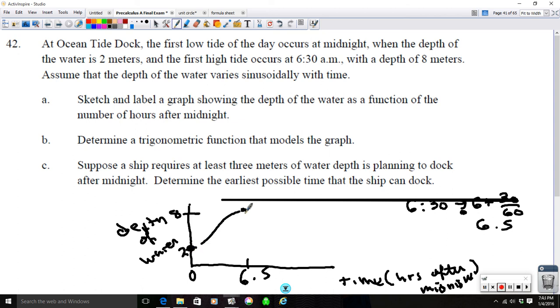And again, we need the other half of the period, so we have to double that. So that's going to get you to 13. And 13 is really 1 o'clock because it's clock time, like military time, like 1300 hours. So again, this is negative cosine because you're starting at the minimum. Your maximum is 8, minimum is 2.